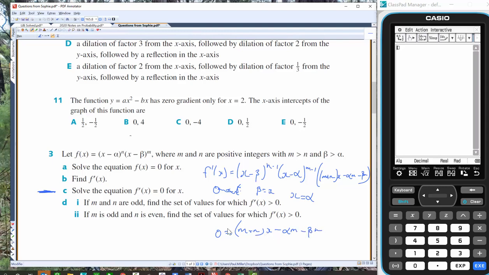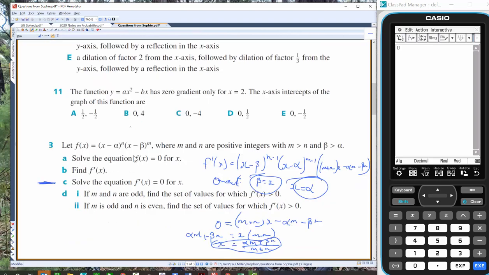All right, so I'm going to add this to both sides. So I'm left with αm + βn equals x times (m + n). We're going to divide by m + n, so x is equal to (αm + βn) all over (m + n). Right, so there's our three solutions. So we've got a solution there, a solution there, and a solution there. I.e., what they're basically saying is I've got 0 gradient at those points.